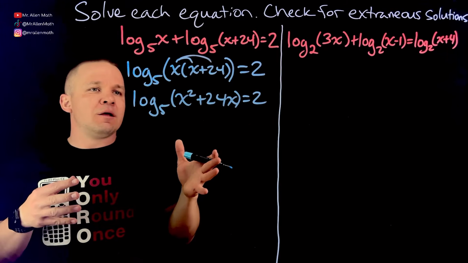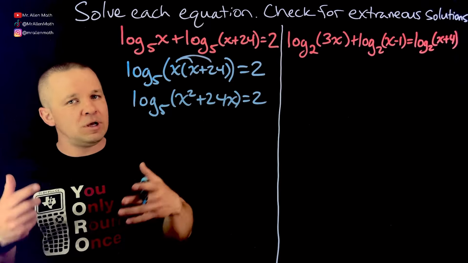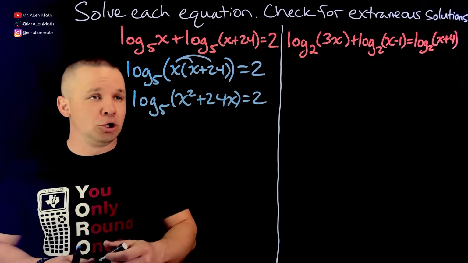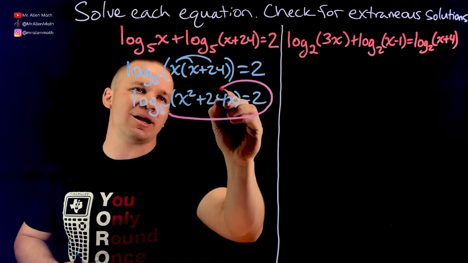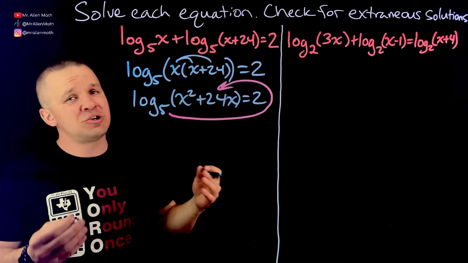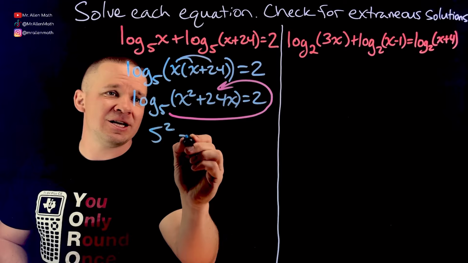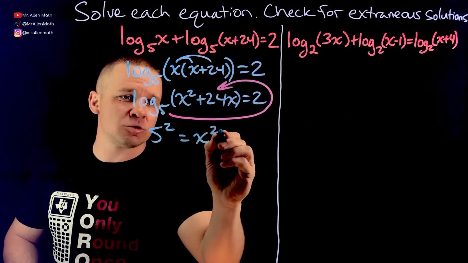Now I'm at a dead end, right? If I'm at a dead end and I'm in log form, it would be advantageous perhaps to loop and swoop this bad boy and rewrite it into exponential form. I like to call it loop and swoop. I learned from Mr. Thornley. Shout out Thorn Dog. So we got 5 to the second power equals my argument right there, x squared plus 24x.